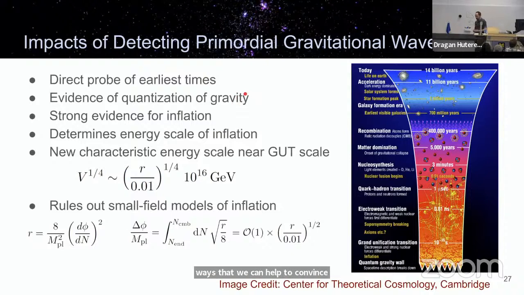So for example, inflation predicts that the gravitational waves should be very Gaussian and should be red tilted in the way that I described. As I've already emphasized, the measurement of primordial gravitational waves would be very strong evidence for the paradigm of inflation. It's a generic prediction of inflation. Other alternative models that can solve the horizon and flatness problem do not predict primordial gravitational waves in the same way. It also determines the energy scale of inflation. So r is directly sensitive to the potential during inflation, which tells us the energy scale of inflation.